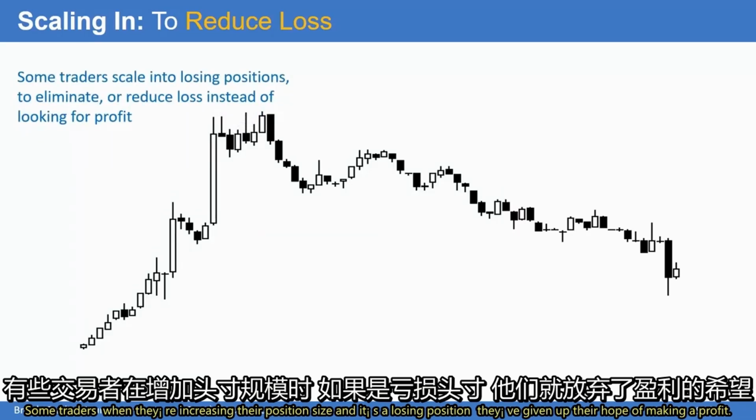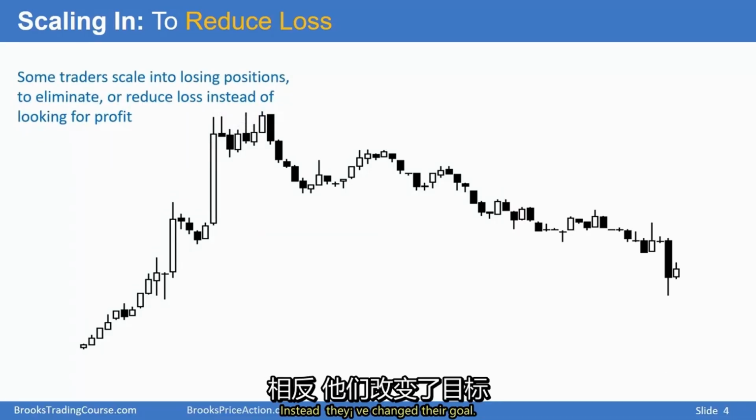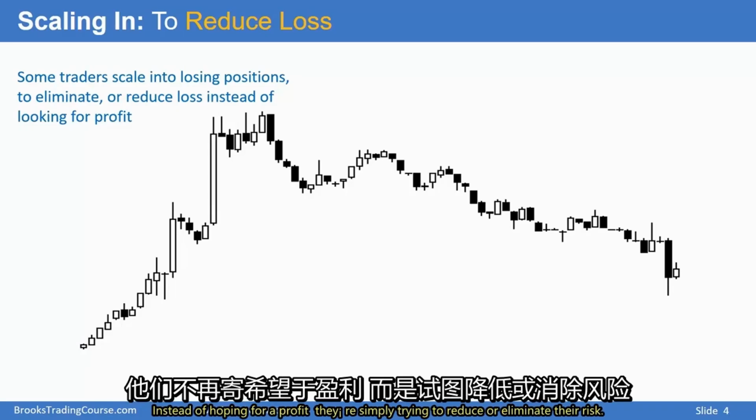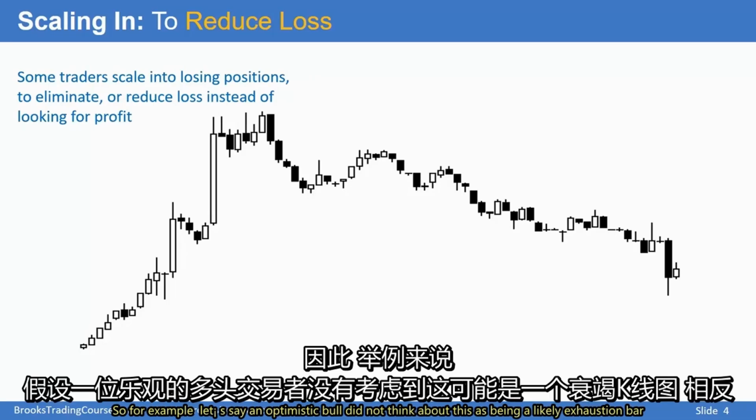Some traders, when they're increasing their position size and it's a losing position, have given up their hope of making a profit. Instead, they've changed their goal. Instead of hoping for a profit, they're simply trying to reduce or eliminate their risk.